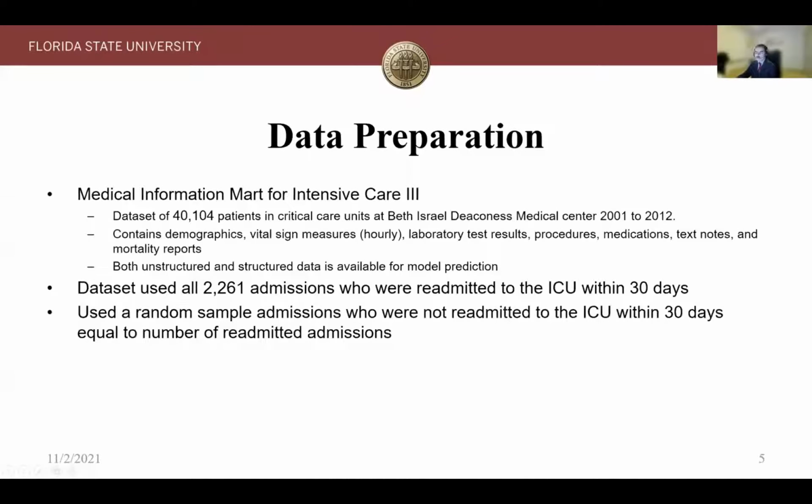So in this study, we used the MIMIC-3 data set of 40,104 patients who were in critical care from 2001 to 2012. The digital health records in this data set allowed for the creation of machine learning models using structured and unstructured data. Our study used all 2,261 admissions which resulted in a readmission within 30 days. To create a balanced data set, we took a random sample of the same amount of admissions which did not result in a readmission to the ICU within 30 days.